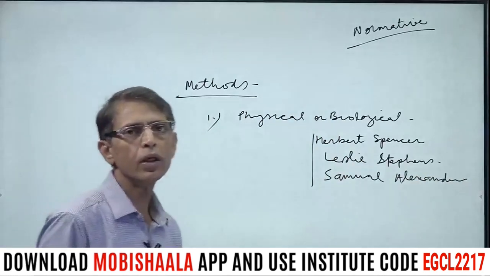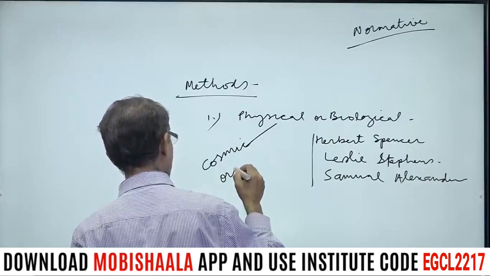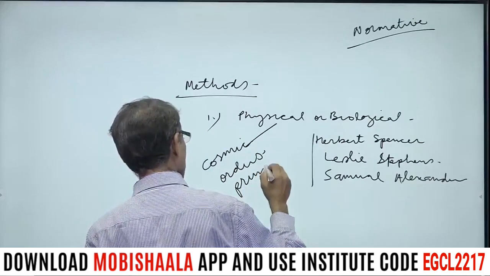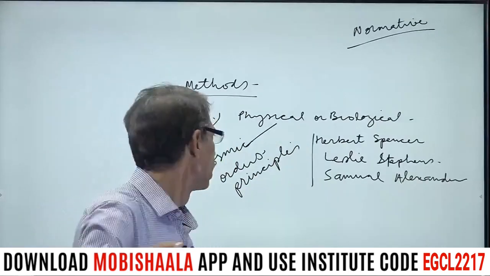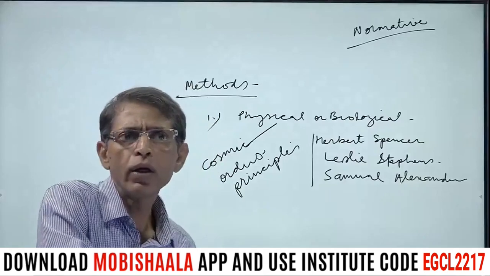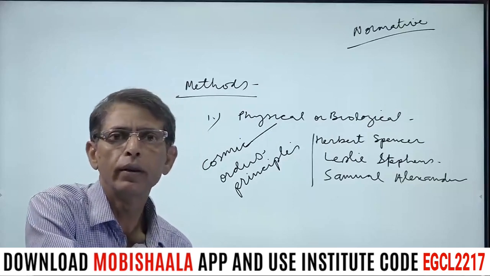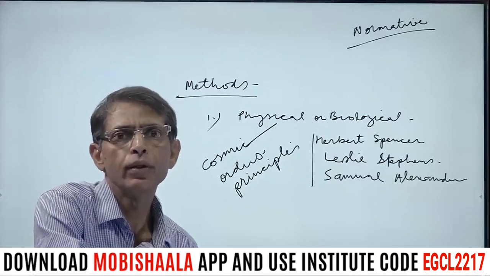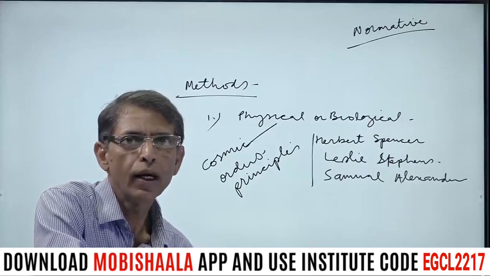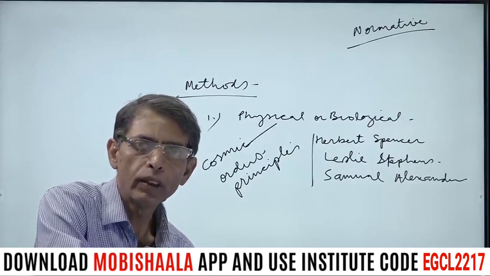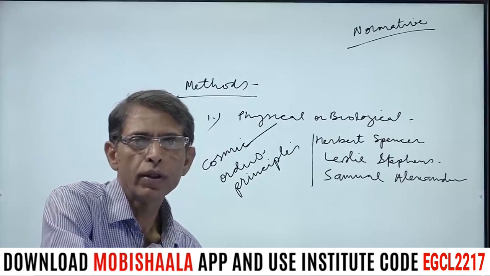What is the physical and biological method? The physical method talks about the cosmic orders, the cosmic principles. Herbert Spencer says that ethics, the human conduct, has evolved from animal behavior. So it goes to the biological method, and then further he derived that animal behavior is governed by the cosmic principles. If you see the complete order, he derives ethical principles from sociological principles, sociological principles from biological principles, and biological principles from cosmic principles. So this is the first method he adopted.